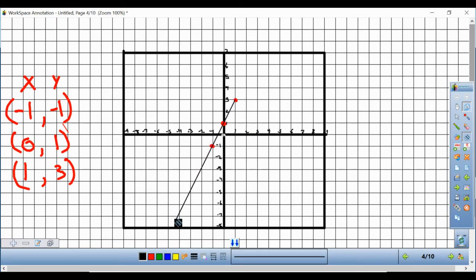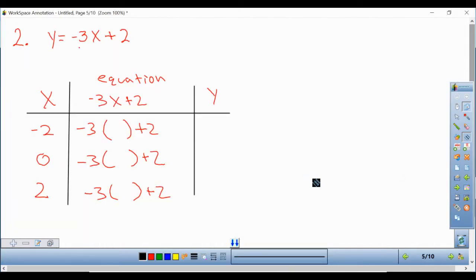And this is the slope of the line that we had in the equation. This is a positive slope. Okay, we're going to go ahead and do another one. If you want to pause the video and see if you can attempt this one on your own, you can.